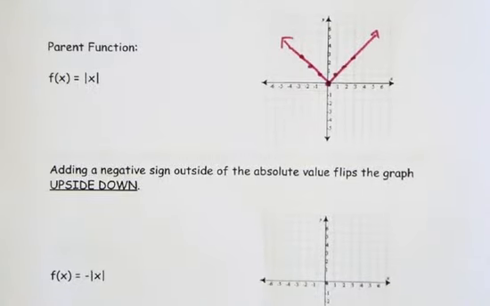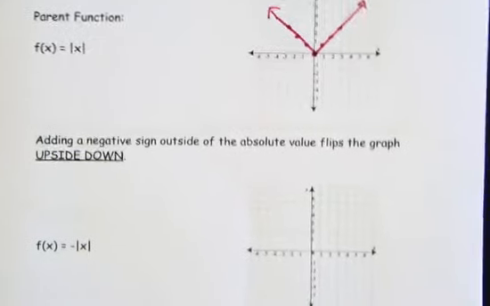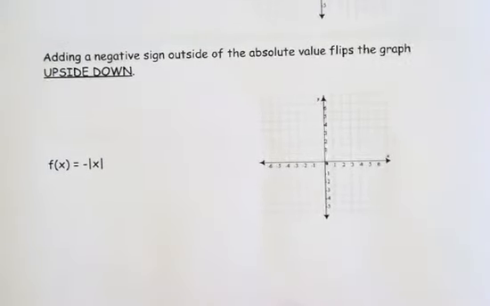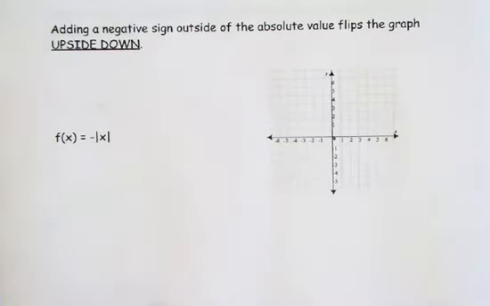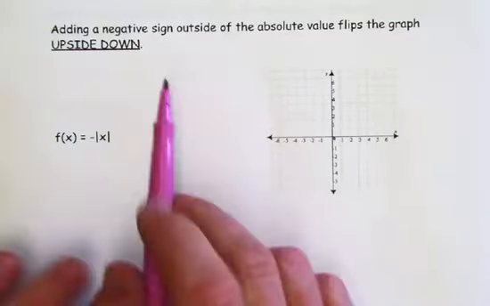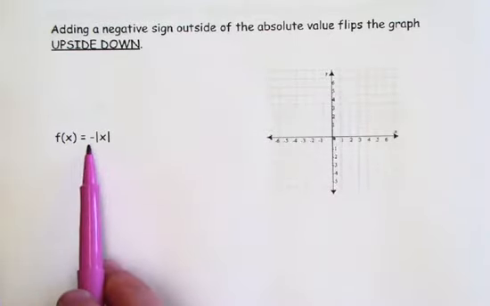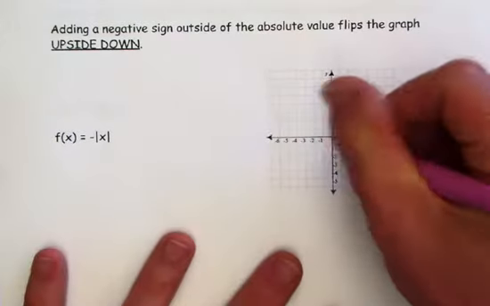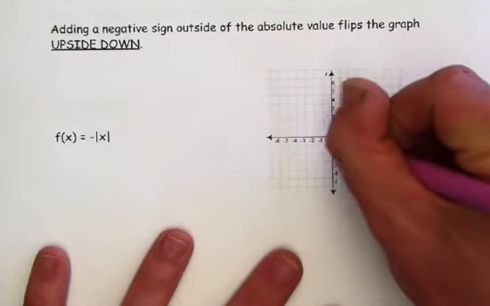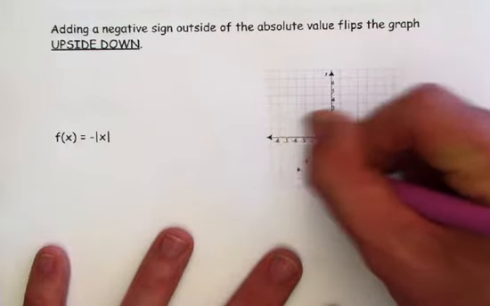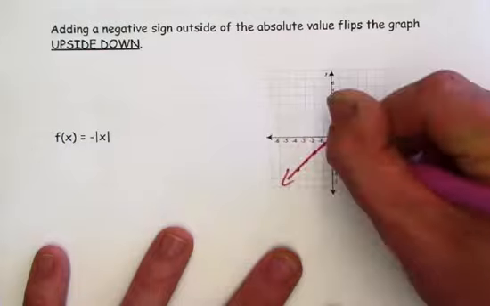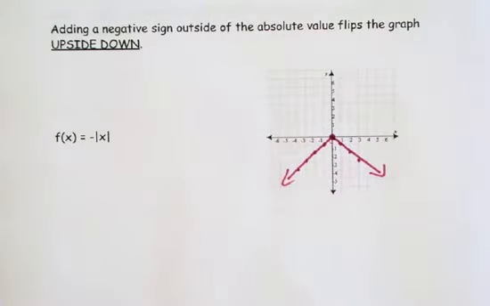Okay? Now, in the case of adding a negative sign, what we're going to do is take that parent function and play around with it. We're going to see how different things can shift or change or flip that graph. So adding a negative sign outside the absolute value. See how this negative is outside the absolute value? What that's going to do is flip the graph upside down. So we're going to still have our vertex at 0, 0, but now the lines are going to go down 1, over 1, but this way. Okay? So adding a negative on the outside, it's going to flip it.